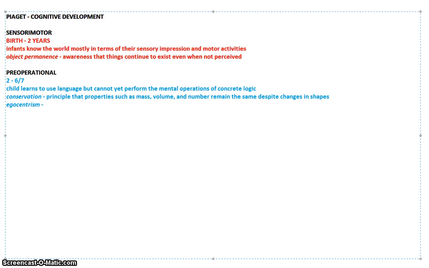So egocentrism is when the child, a pre-operational child, has difficulty taking another's point of view. This is why a little kid, like a 4 or 5-year-old, will stand right in front of the TV. The reason they do that is they don't realize they're blocking you. If they can see the television, everyone can see the television.